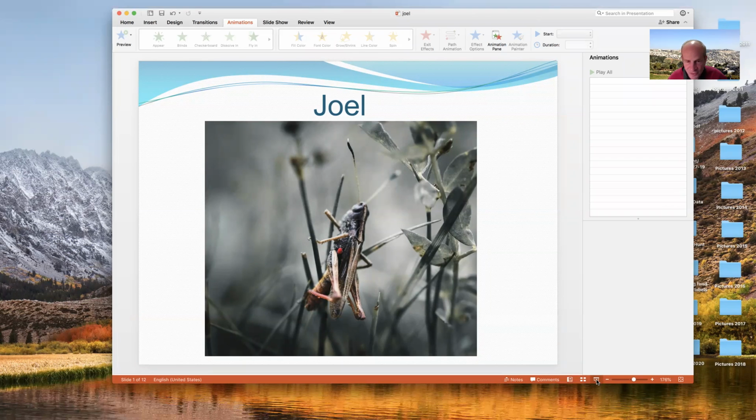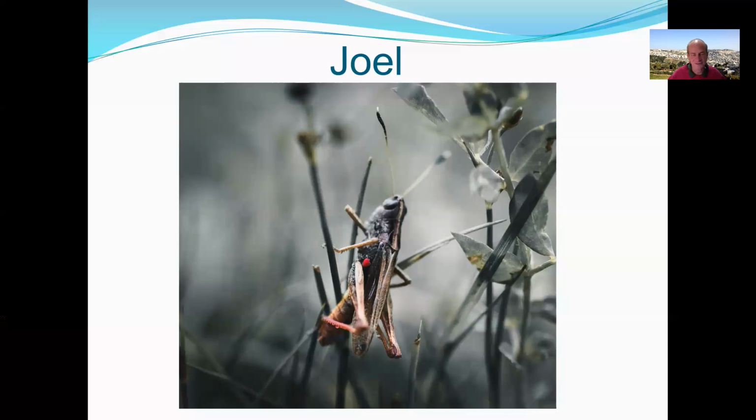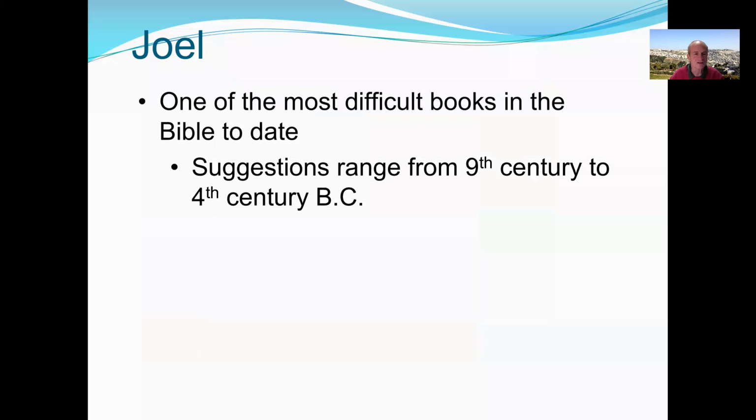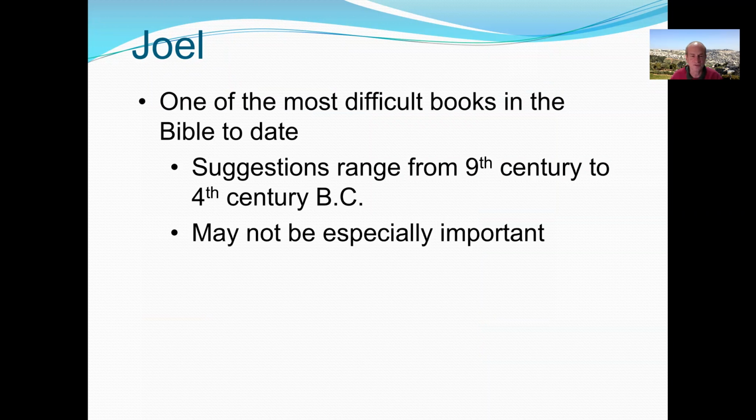Okay, the picture there we have of Joel is a locust, because Joel starts off the book with a locust plague, and that really takes up the first half of the book. Now, Joel is one of the most difficult books in the Bible to date. The suggestions for date of writing range from the 9th century down to the 4th century BC, and there's not a real clear division between more liberal scholars saying one and more conservative scholars saying the other. And because of that, it may not be especially important where the date is.